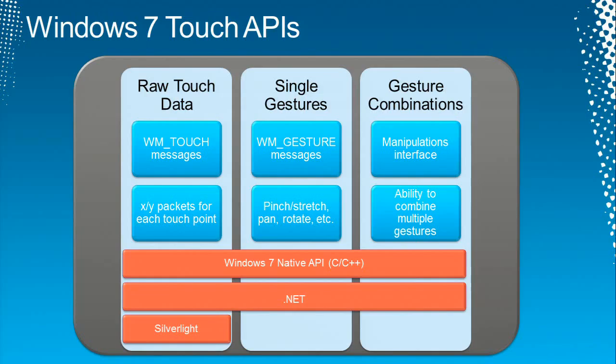Gesture combinations means you're doing things like a scale, so a zoom, and then a rotation at the same time. So that's a full manipulation, a combination of two things at the same time. To do that, you need either WPF or Windows 7 native, which is C++. So again, depending on what you want to do and what your scenario is, it's going to impact which development environment you can use.